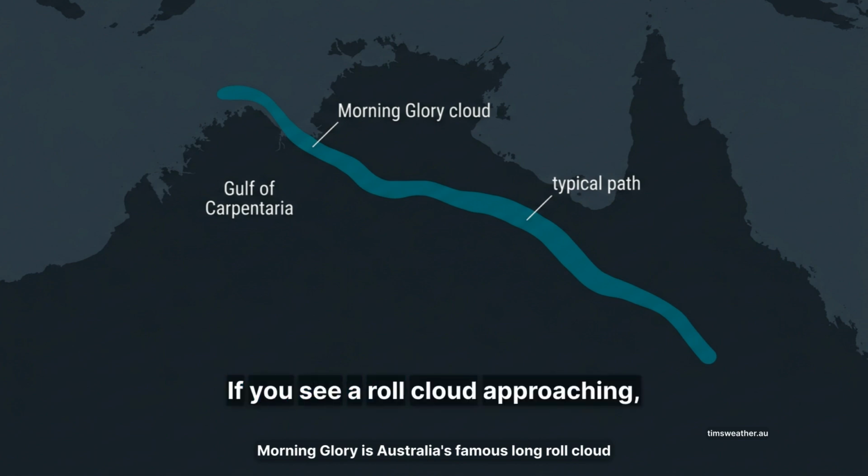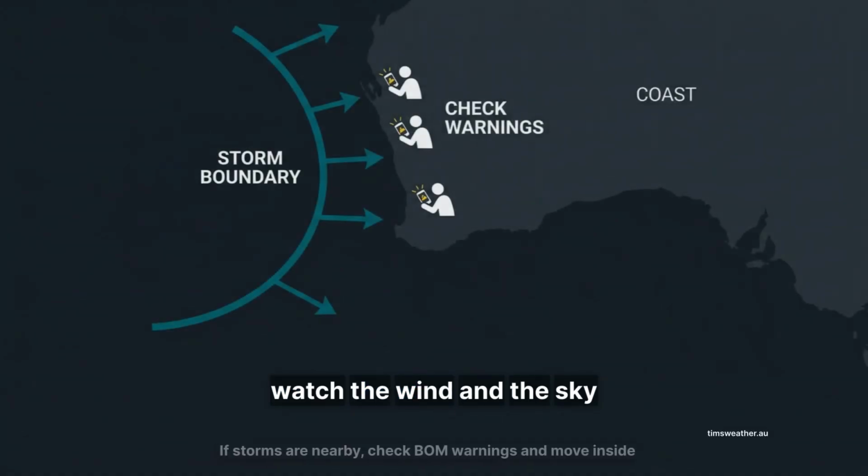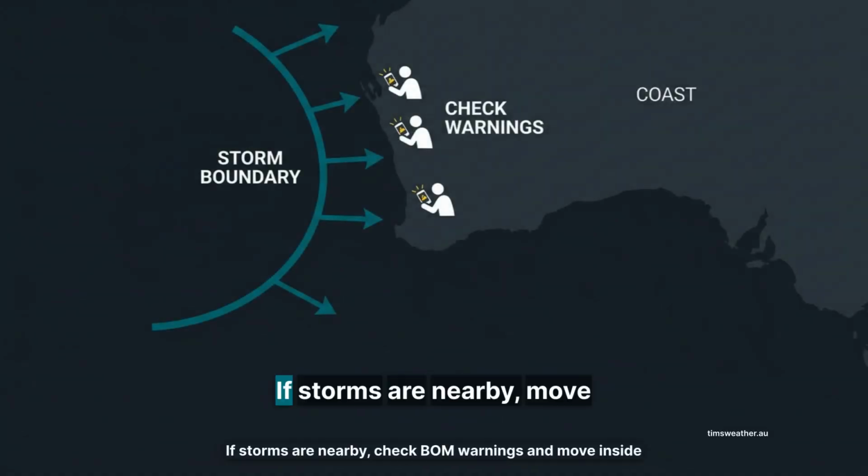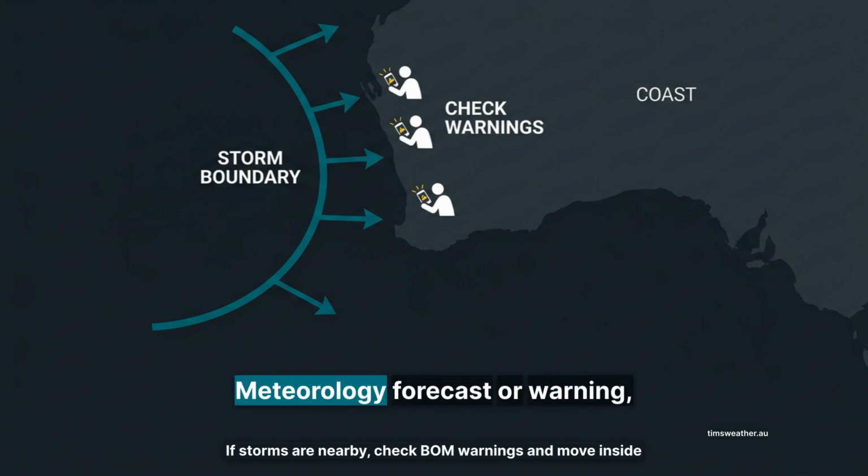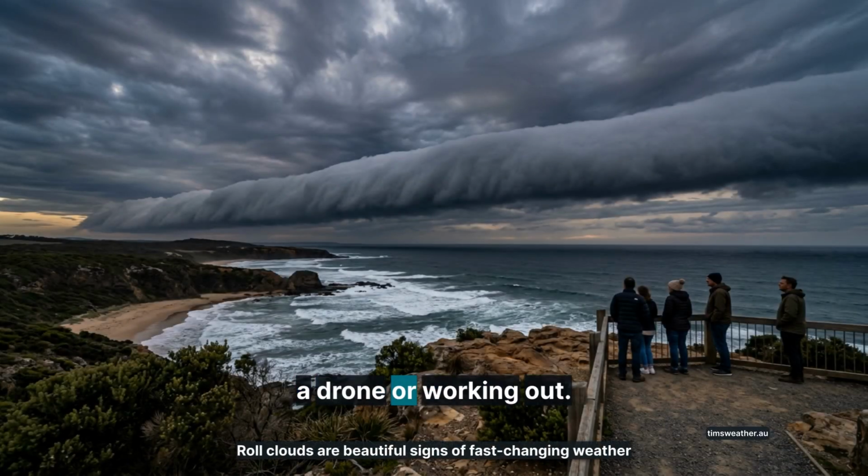If you see a roll cloud approaching, watch the wind and the sky behind it. If storms are nearby, move indoors before the gust front arrives. Check the latest Bureau of Meteorology forecast or warning, especially if you are on the water, driving, flying a drone, or working outdoors. A roll cloud is a beautiful clue in the atmosphere.